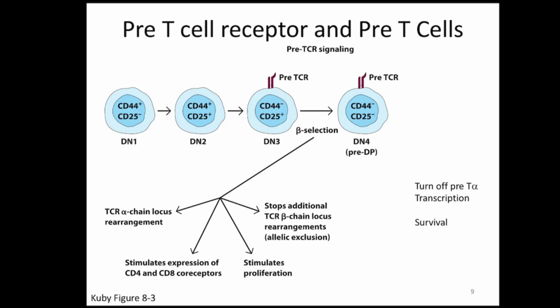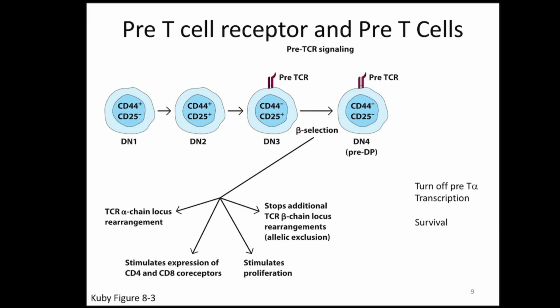So we are going to turn off RAG. We're going to stop our rearrangements at beta. We're going to do allelic exclusion. We're going to get proliferation. It's key that that proliferation is happening while RAG is off, so we don't see any DNA damage. We're going to tell that cell to survive.